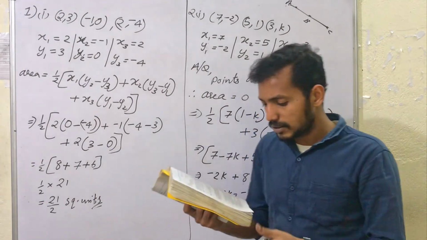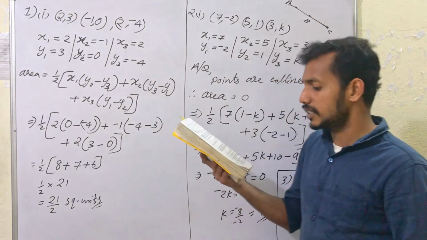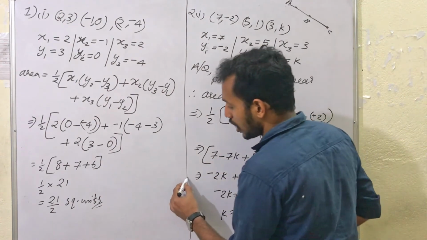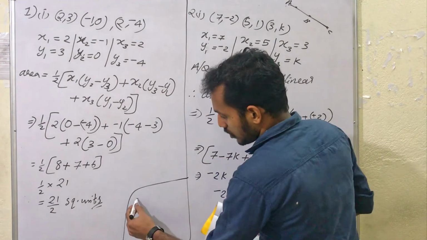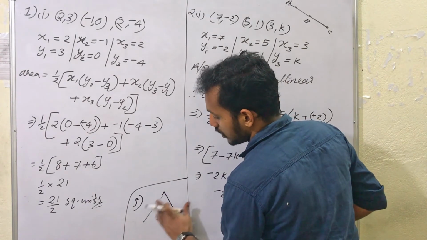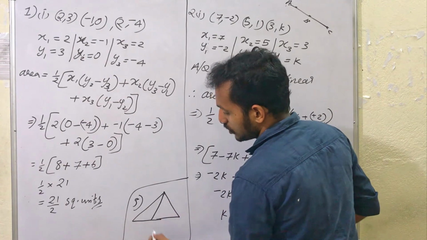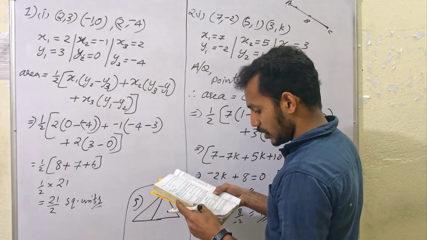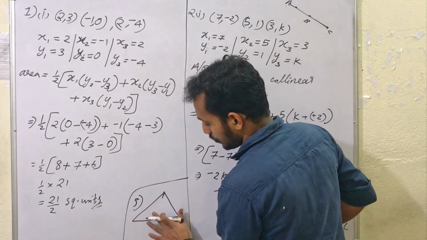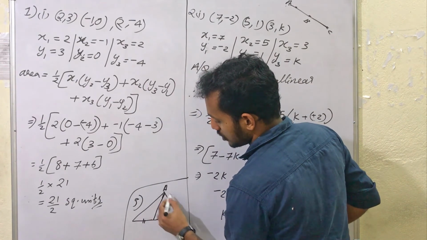Then the last question is also the same. You have studied in class 9 that a median of a triangle divides it into two triangles of equal areas. So in that case, how will you solve the question? In class 9 we have said that the median of a triangle divides the entire triangle into two triangles of equal areas. Okay, the areas will be equal. So this will be the median. Suppose this is ABCD.